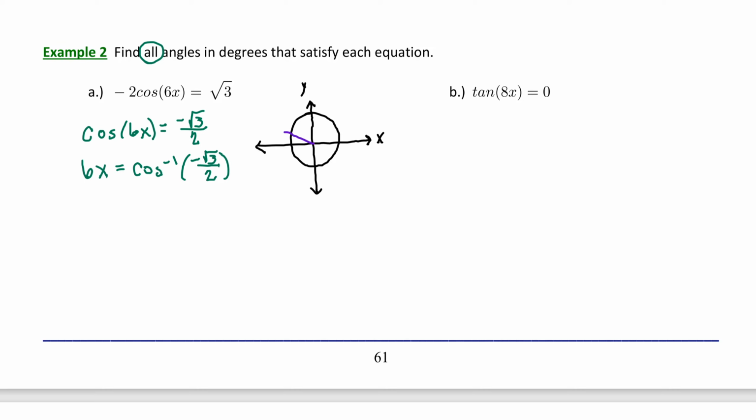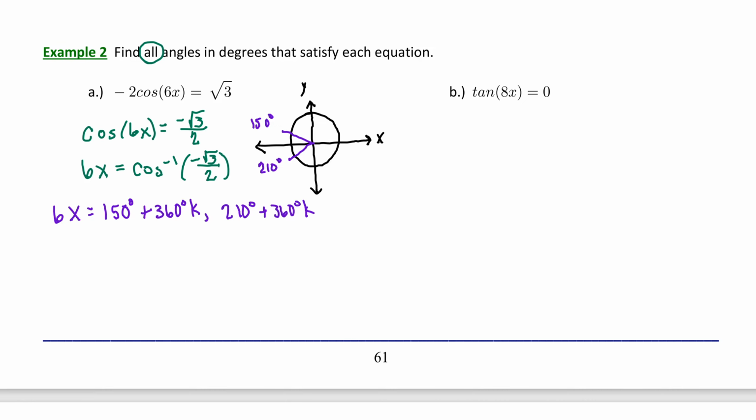So in quadrant 2, we can recognize that 150 degrees has a cosine of negative square root of 3 over 2. But also, we know that cosine is negative in quadrant 3, and this angle would be 210 degrees. Also, any angle coterminal with 150 or 210 would also be a solution. So I'm going to take the argument, 6x, and set it equal to 150 degrees plus any multiple of 360 degrees, or 210 degrees plus any multiple of 360 degrees.